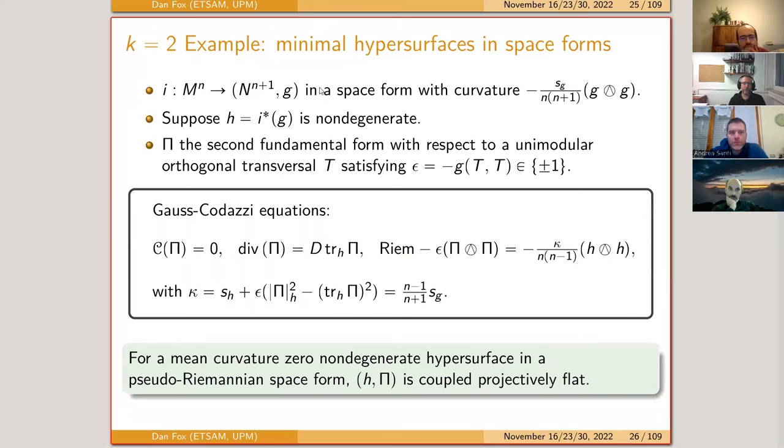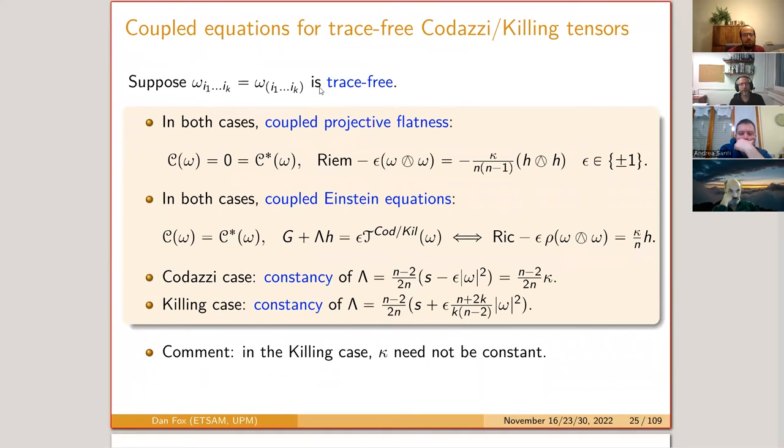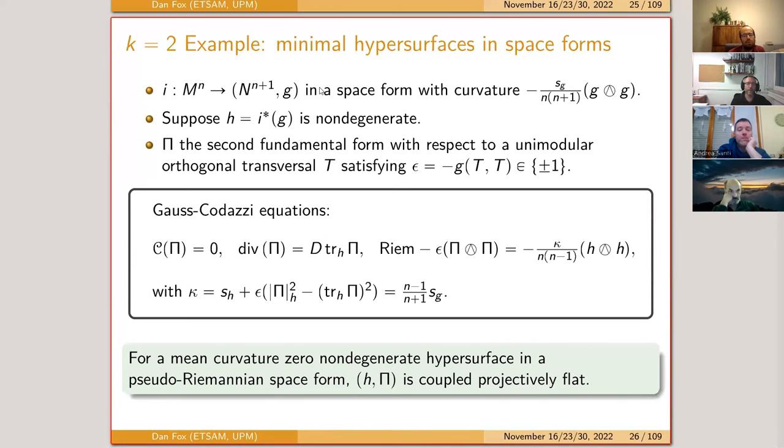And so let me just give two simple examples of solutions to these equations that actually solve the strongest version, the couple projectively flat case. So these are, if I have a hypersurface in a space form, so I mean a constant curvature manifold, G can have whatever signature, and it has this curvature. And so the fact that G can have any signature means I need to suppose the induced metric is really a metric. And I have the second fundamental form with respect to a unimodular orthogonal transversal. And the epsilon here is minus the modulus of this transversal. And that's the epsilon that appears here in these equations.